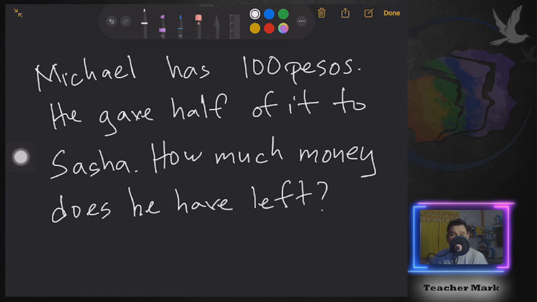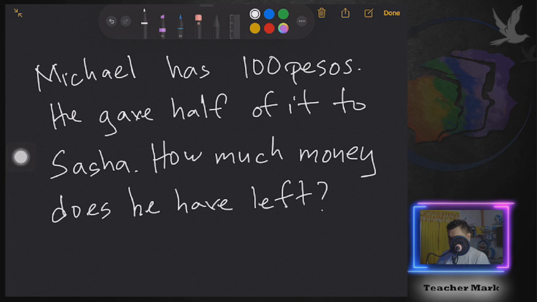Okay, this is a basic logic. Michael has 100 pesos. He gave half of it. What do you mean by half? When we say half, you're going to divide it by... say it louder. Okay, 2. Even though you didn't say anything. Okay, 2.